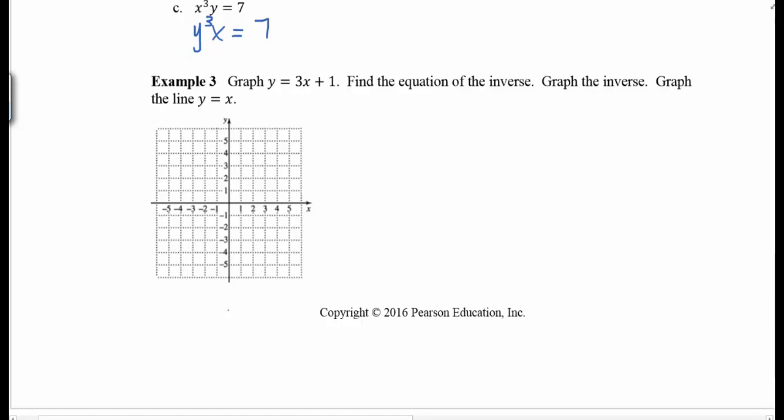Now, example 3, our original, would be graph y equals 3x plus 1. That's what we're starting off with. So we see that our y-intercept is 1. So I go to 1 on the y-axis. And then our slope is 3. So I go up 3 units, 1, 2, 3, and over 1 to the right. And that's where I'll put my line.